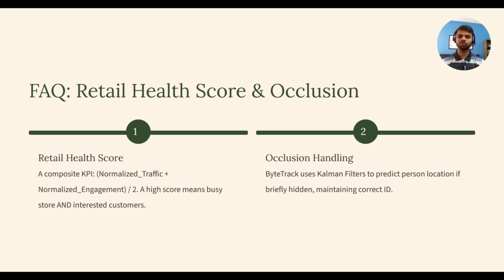I have just added a formula for how the retail health score is calculated, which is normalized traffic plus normalized engagement, divided by 2. And the next is occlusion handling, in which the ByteTrack tracker uses the Kalman filter to predict the person's location if briefly hidden, maintaining the correct ID. So even if the person is half visible in that zone, this filter helps to identify that person and doesn't change the ID of that person. So these were the frequently asked questions.